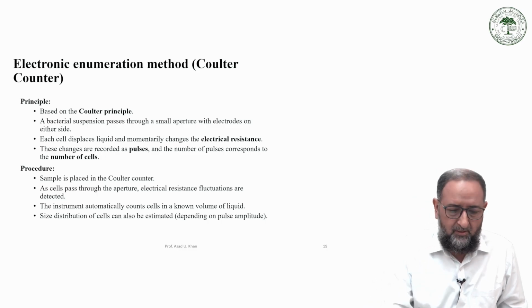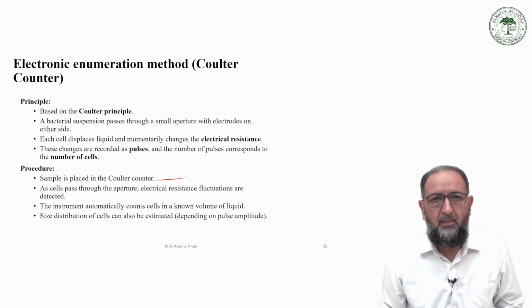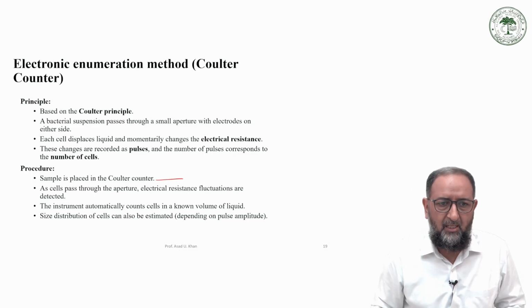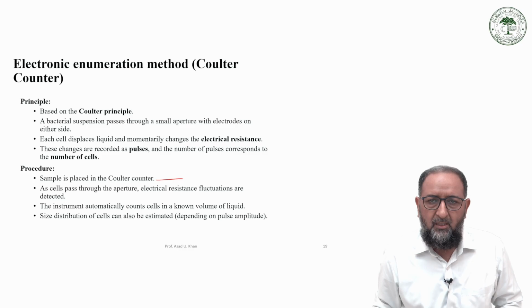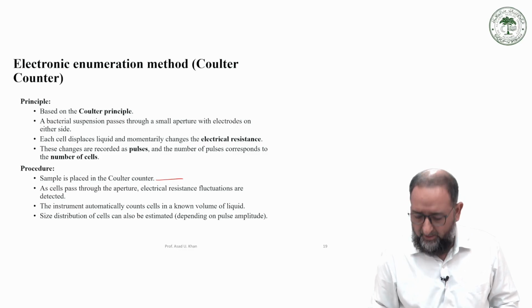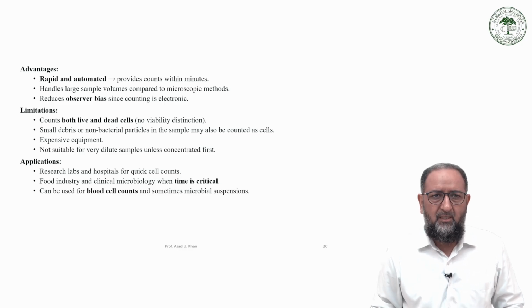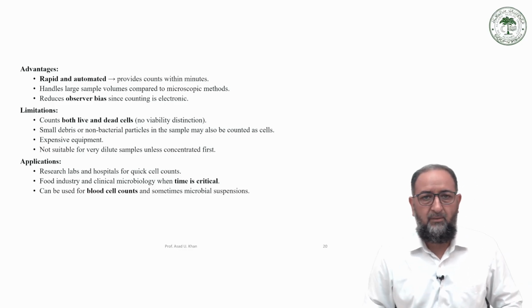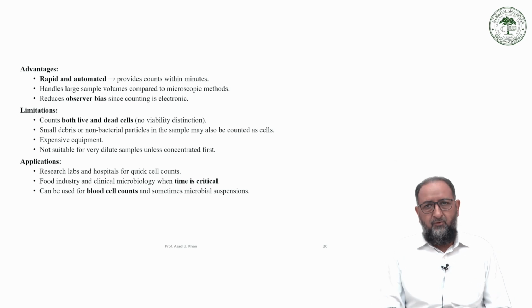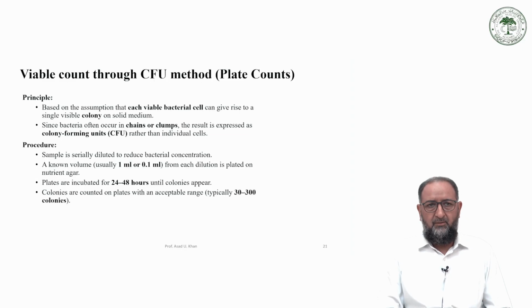The sample is placed in the Coulter counter, which is just like a cell-type machine. It is a cuvette and cell, and as the cells pass through the aperture, each time the electric current fluctuates and gives you the signal. The advantage is that it is rapid and automated, it provides the count within minutes, and handles a large number of cells and sample volumes. The limitation is that it counts both live and dead cells, as I have just talked about. Its applications are in research labs, hospitals, food industries, and it can be used for blood cell counting.